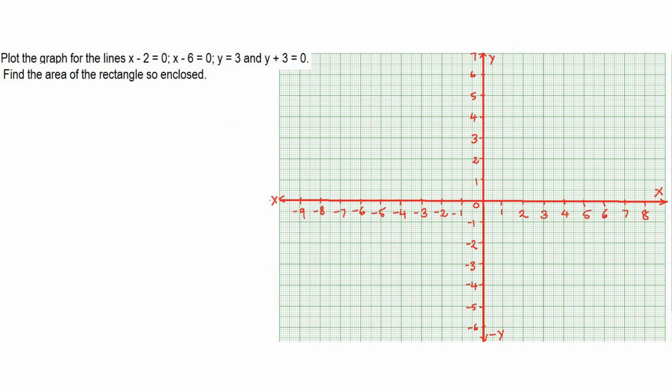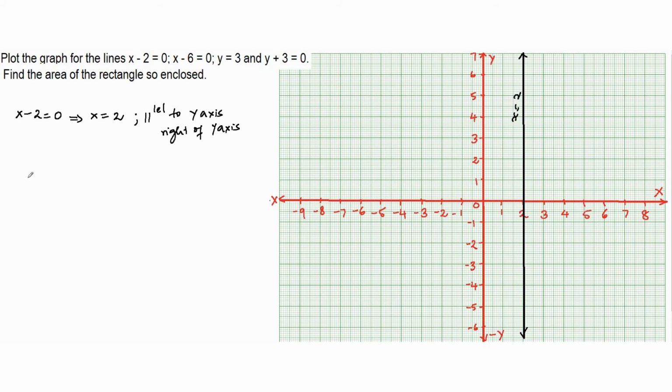Plot the graph for the lines x minus 2 equals 0. So if x minus 2 is 0, then I can say that x equals 2. And x equals 2 is going to be a line which is parallel to the y-axis. All points on this particular line have the x coordinate equal to 2. So this line is x equals 2, parallel to the y-axis and towards the right of the y-axis.